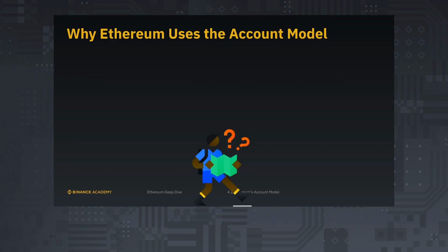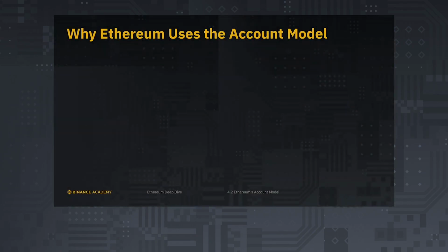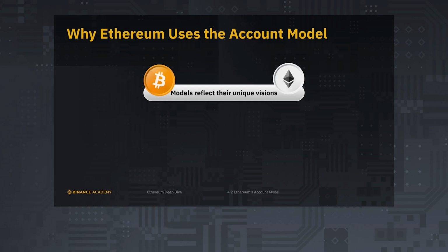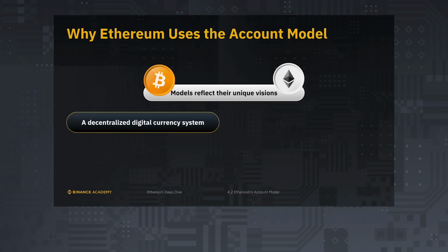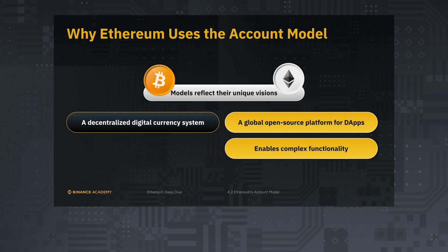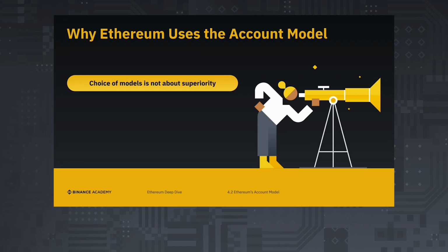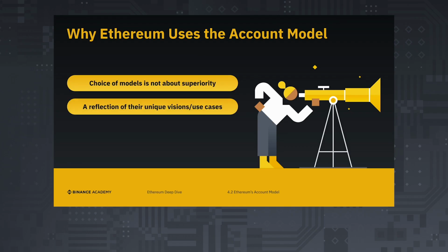Let's conclude this module by exploring the all-important question: why does Ethereum use the account model while Bitcoin uses the UTXO model? Historically, the models reflect the unique visions of Ethereum and Bitcoin. While Bitcoin aimed to create a decentralized digital currency system, Ethereum sought to build a global, open-source platform for decentralized applications. Ethereum's account model enables this complex functionality, while Bitcoin's UTXO model serves as a robust foundation for a digital monetary system. The choice between the two is not a matter of superiority, but a reflection of their unique visions and the specific use cases they serve.